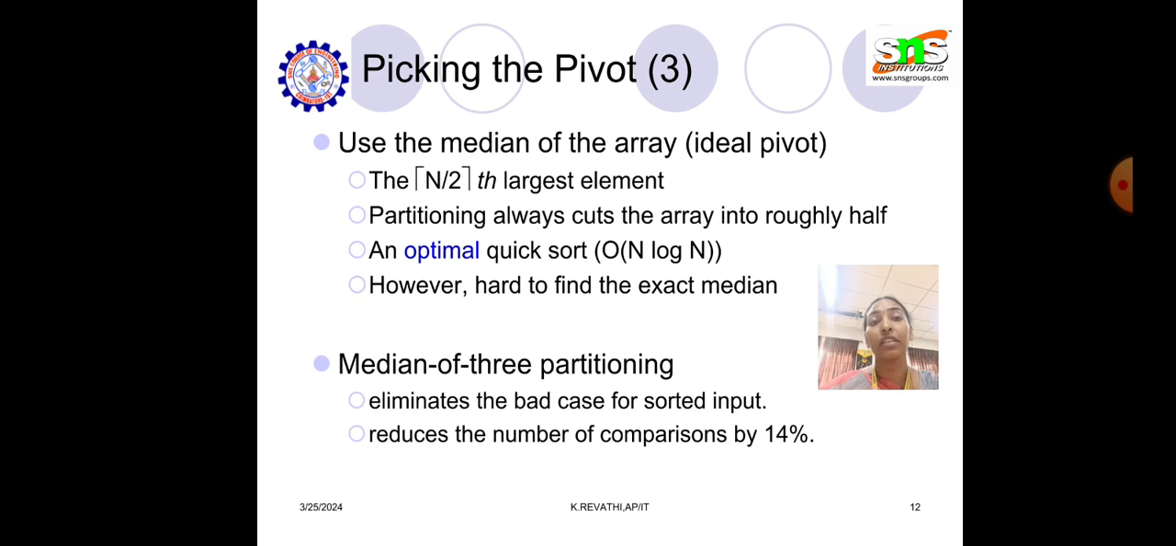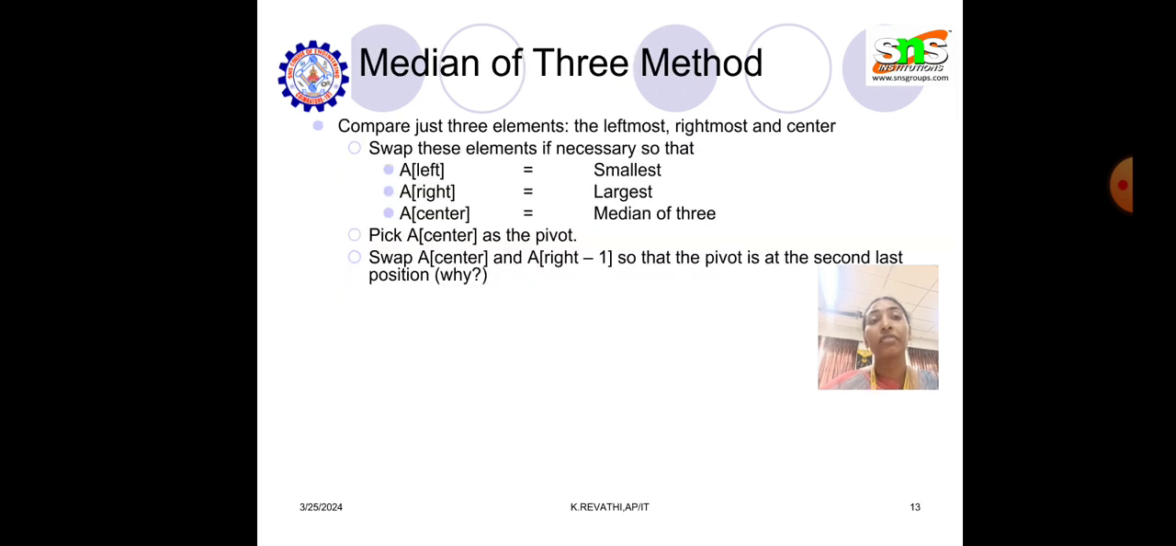Median of 3 partitioning eliminates the bad case of sorted input and reduces the number of comparisons by 14%. The median of 3 method compares just 3 elements: the leftmost, rightmost and center. Swap these elements if necessary so that a of left is the smallest, a of right is the largest, and then a of center will be the median of the 3 numbers.